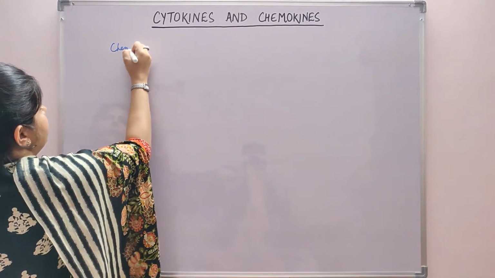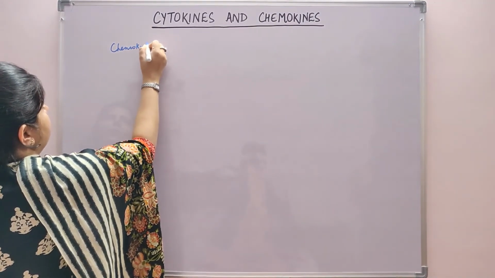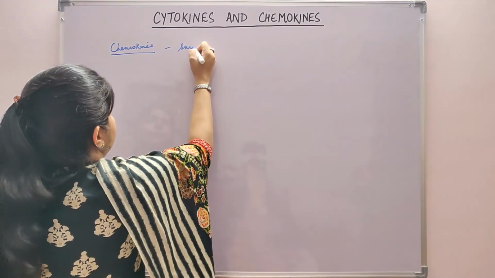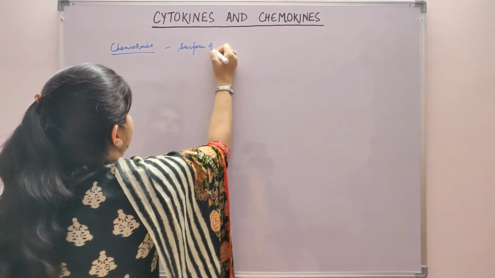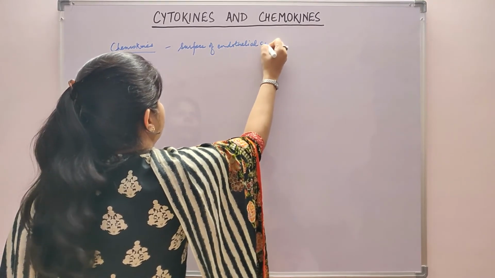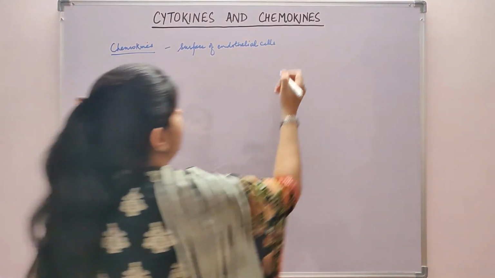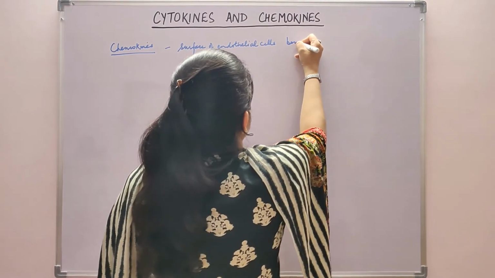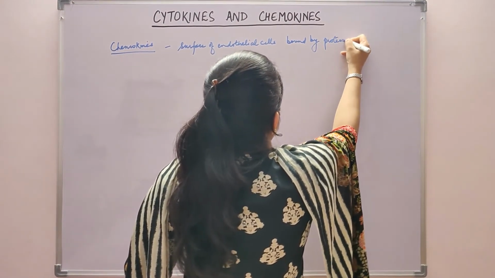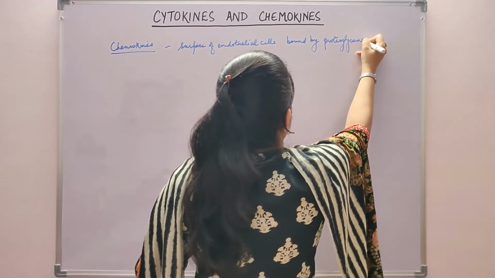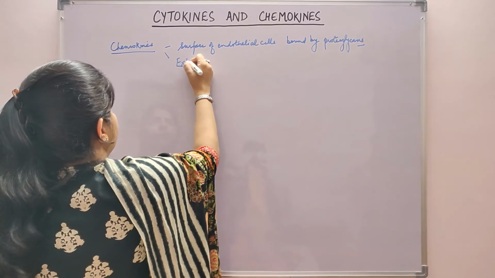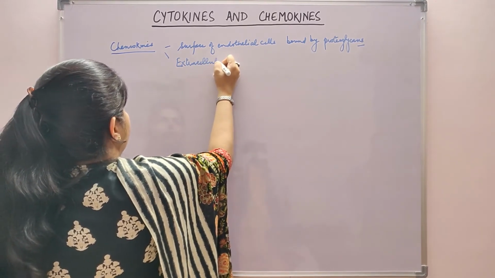Chemokines are found in high concentration on the surface of endothelial cells, where they are bound by proteoglycans, and also in the extracellular matrix.